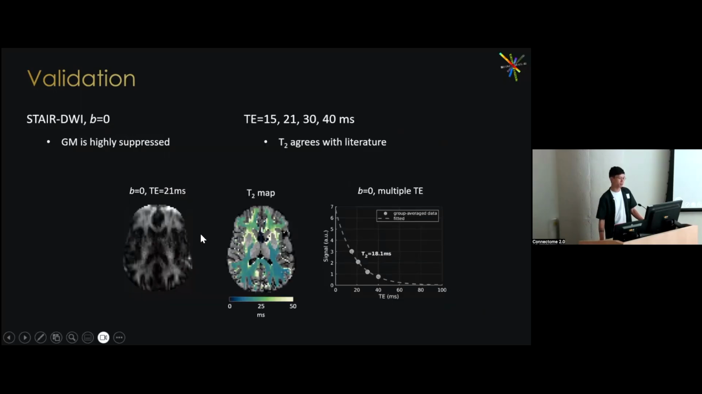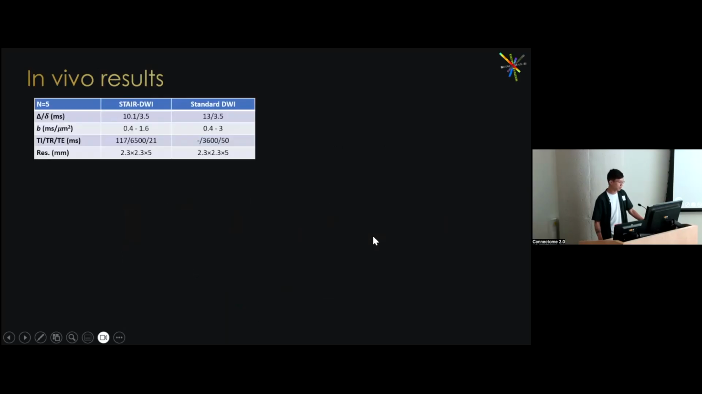By acquiring multiple echo times, we can perform a T2 analysis. It shows that the T2 we measure with the sequence is around 18 milliseconds in white matter. This value is quite comparable to the literature values of the myelin water, which is around 20 milliseconds. This supports that, at least most of the signal we are trying to measure is coming from the myelin water.